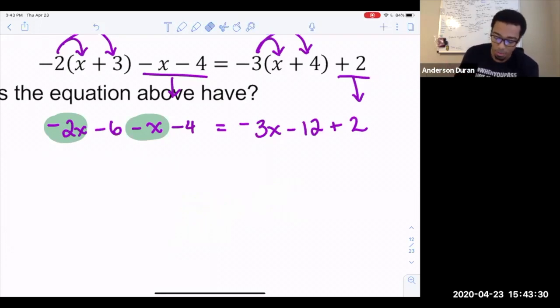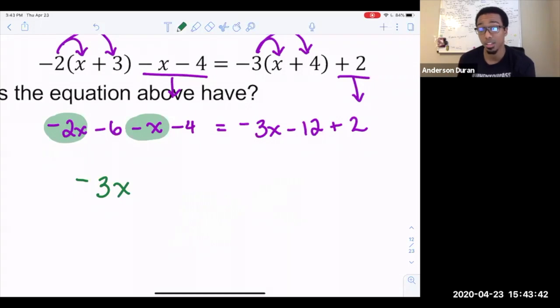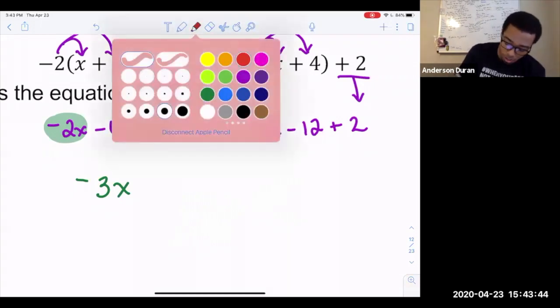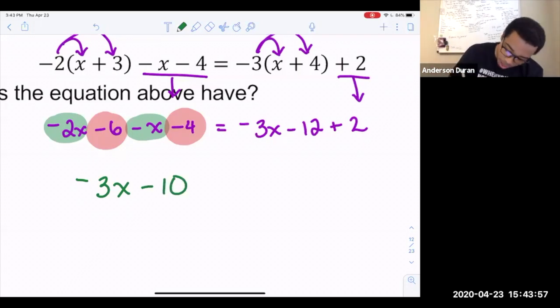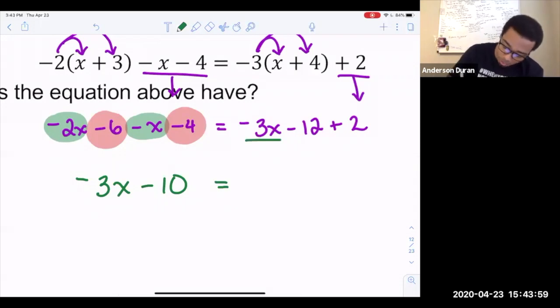However, if we're taking a look at -2x and -x, that's like saying, hey, if I took away 2 apples and I took away another apple, I have taken away 3 apples. Just like that. So those are my like terms. And I'll continue on here to look at the -6 and the -4. If I take 6 away and I take 4 away, I end up at, exactly, taking away 10, -10. So boom. If I take a look at this right side, my -3x stays the same.